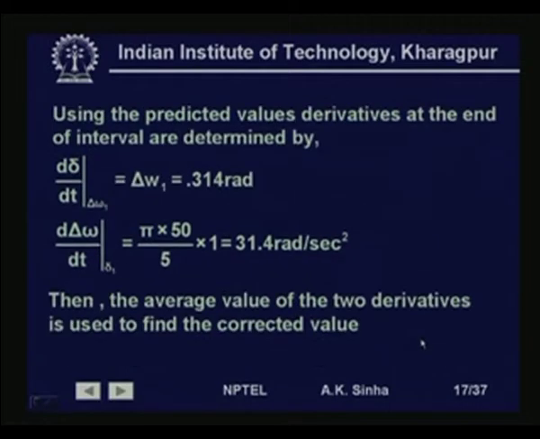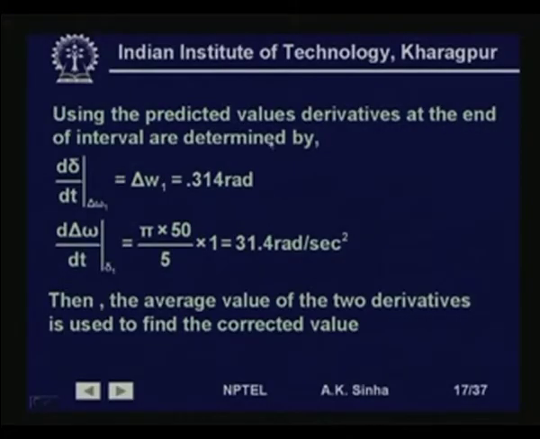Okay. Now, using these predicted values, we can find the derivatives at the end of the interval. So, d delta by dt at delta 1 is equal to delta omega 1, which is equal to 0.314 radians per second, and d delta omega by dt at delta omega 1 is equal to pi f by H into Pa. So, this is equal to 31.4 radians per second square.